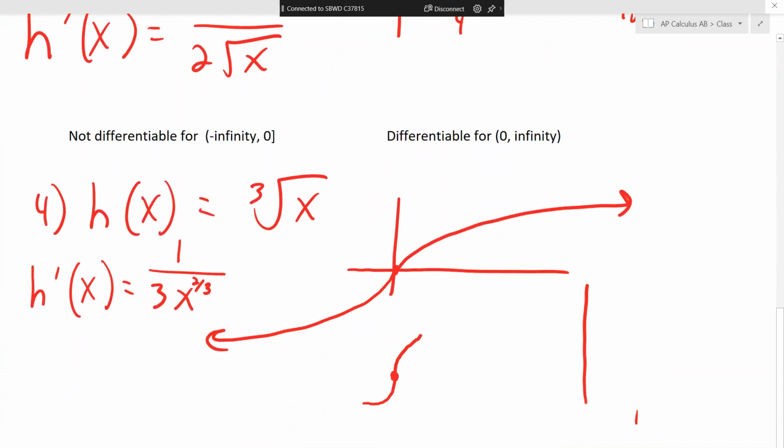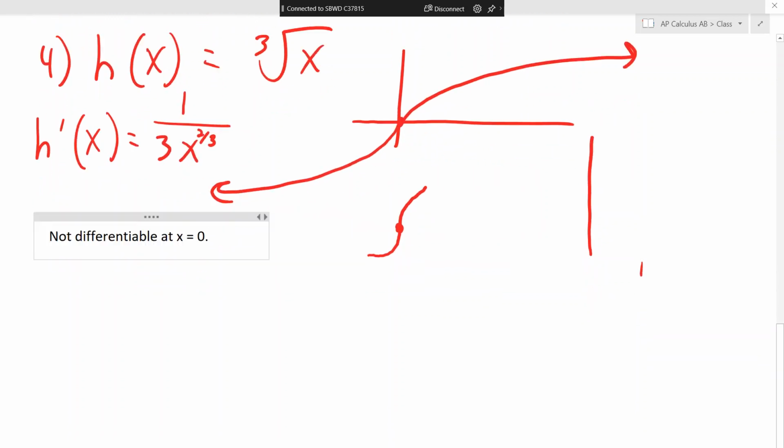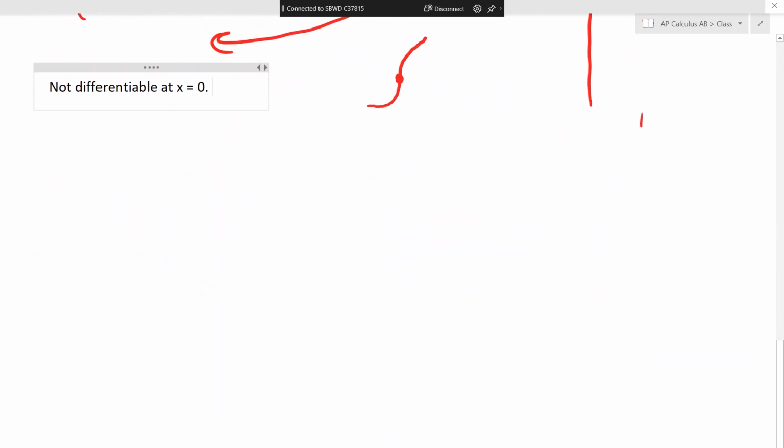So let's come back down here. The answer to number 4, by the way, is just not differentiable at x equals 0. Cool. So a super easy way to do this, again, you check the graph. Another easy way is to actually find the derivative and see what makes it undefined. Okay? But sometimes they're going to throw weird functions at you with like absolute values and stuff. It's going to be a pain in the butt. So graphically, it's a whole lot easier for that. Okay. Let's get weird.